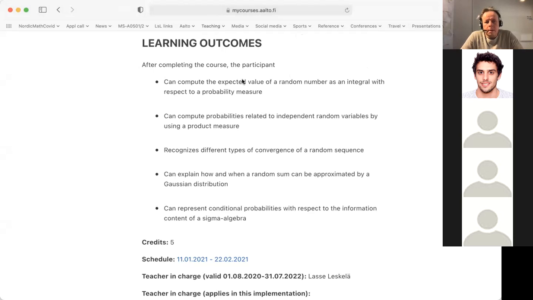Let's continue discussing the learning outcomes. The measure is the key thing related to discussing probabilities, and that's what we will learn during this course. We learn to work with independent variables and product measures, and that's very, very important. That's part of what's not discussed during the other similar course.